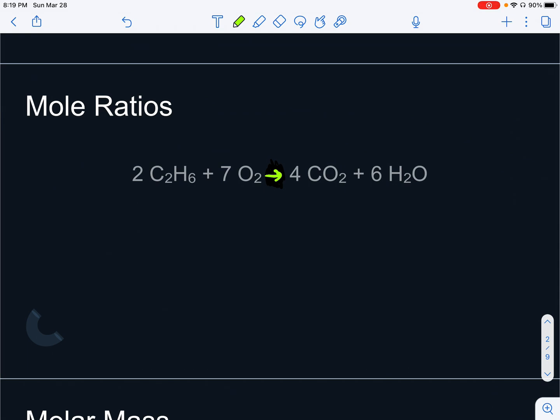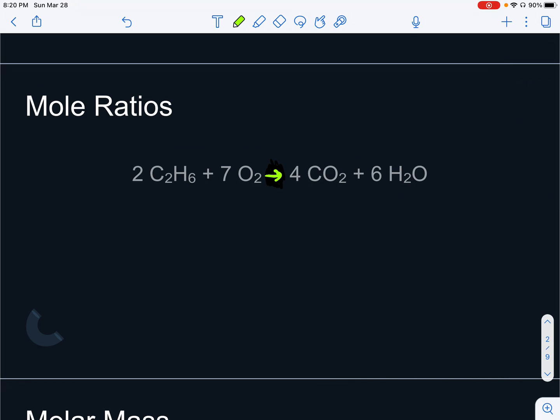We've talked a little bit about these molar coefficients, in this case 2, 7, 4, and 6, which serve to balance the equation. The chemical formula of ethane is dictated by the electron structure, oxygen is a diatomic molecule, and carbon dioxide and water are both common substances that we know. You cannot balance an equation by changing subscripts. That would be changing the ingredients. So instead we add these molar coefficients.